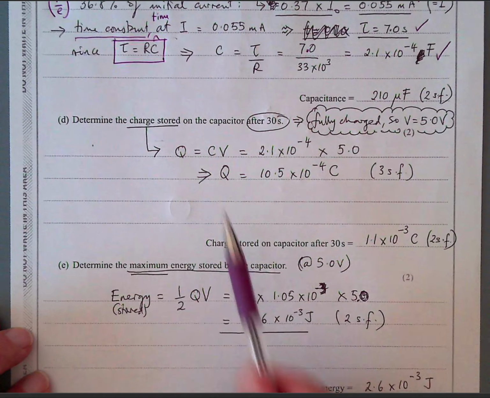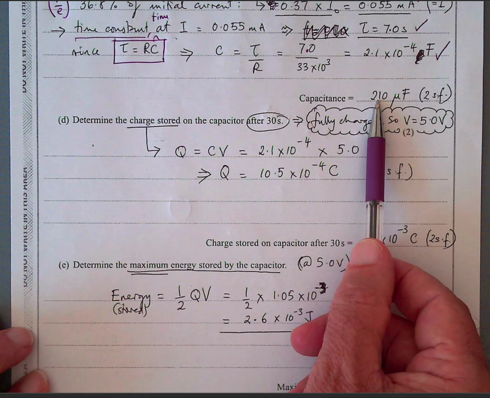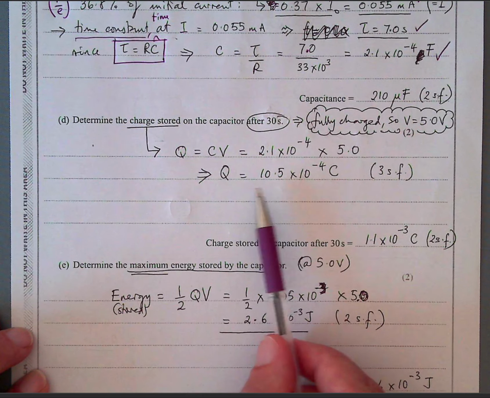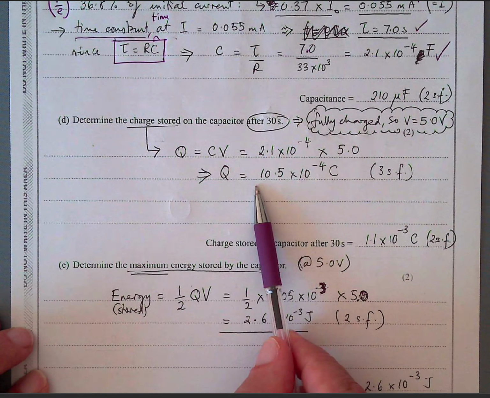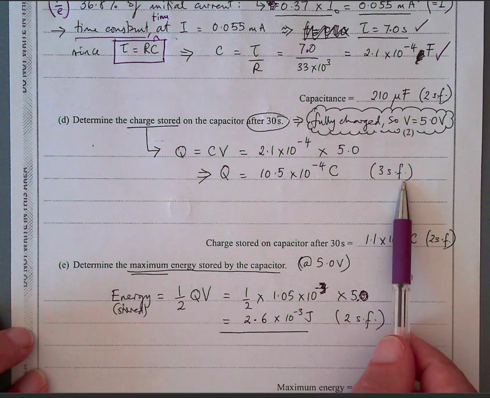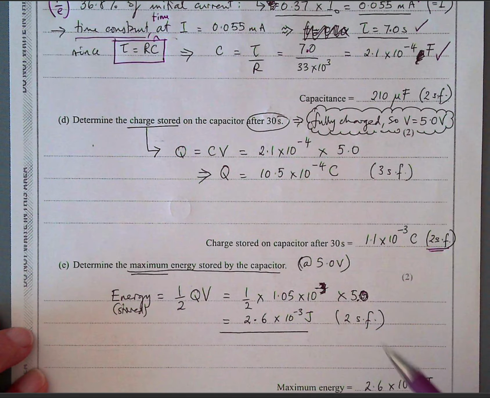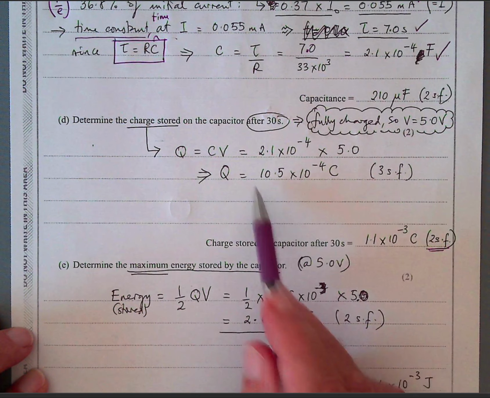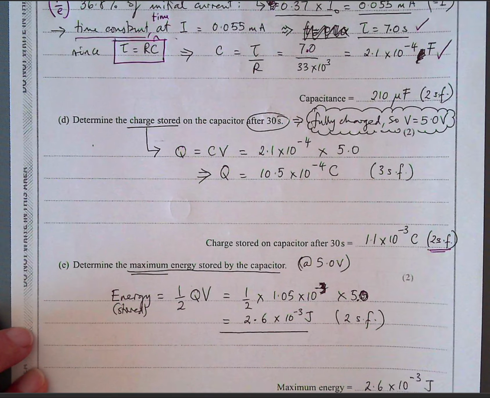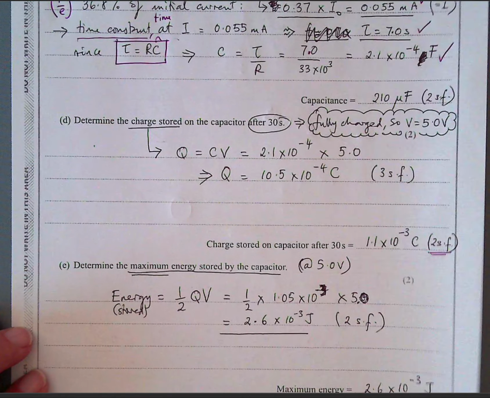Okay, well, we know that's 5, and we know the capacitance is just calculated here, and you can put the values in. Once you do that, you'll get 5 times 2.1, which should give you 10.5 times 10 to the minus 4 coulombs, to 3 significant figures. And again, you should really round it to 2 significant figures, and 10.5 will become 1.1 times 10 to the minus 3 coulombs, or 1.1 millicoulombs. Okay, that's the charge stored when it's fully charged.